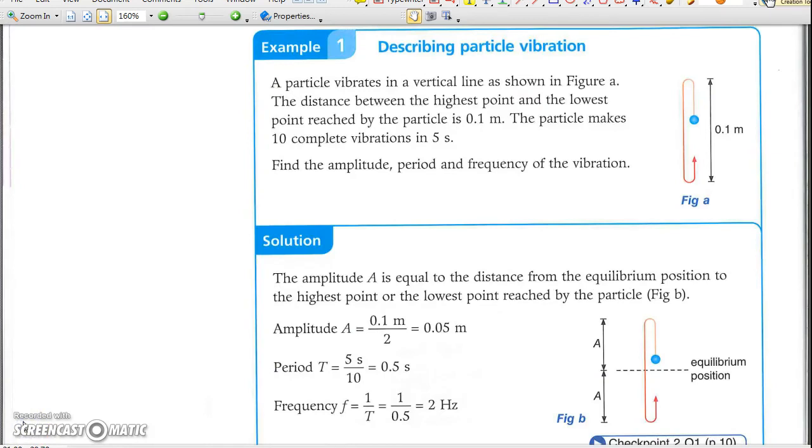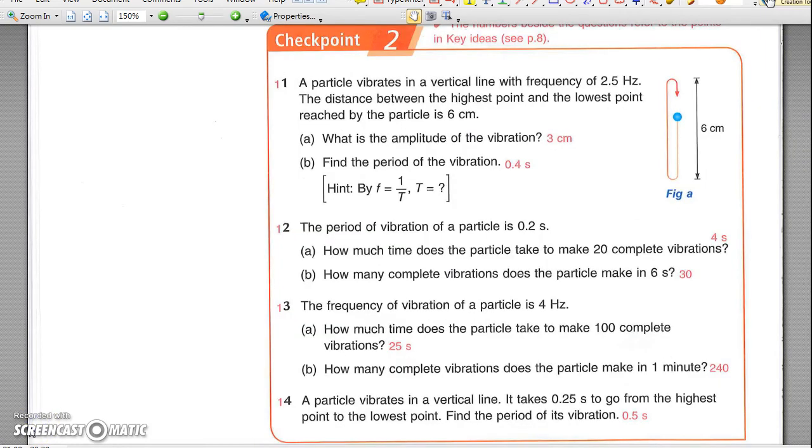Example 1. Describing particle vibration. The peak-to-peak displacement of a particle is 0.1 meter, so the amplitude is 0.05 meters, which is 5 cm. And for period and frequency, they are easily calculated. Now, try check point 2 below.